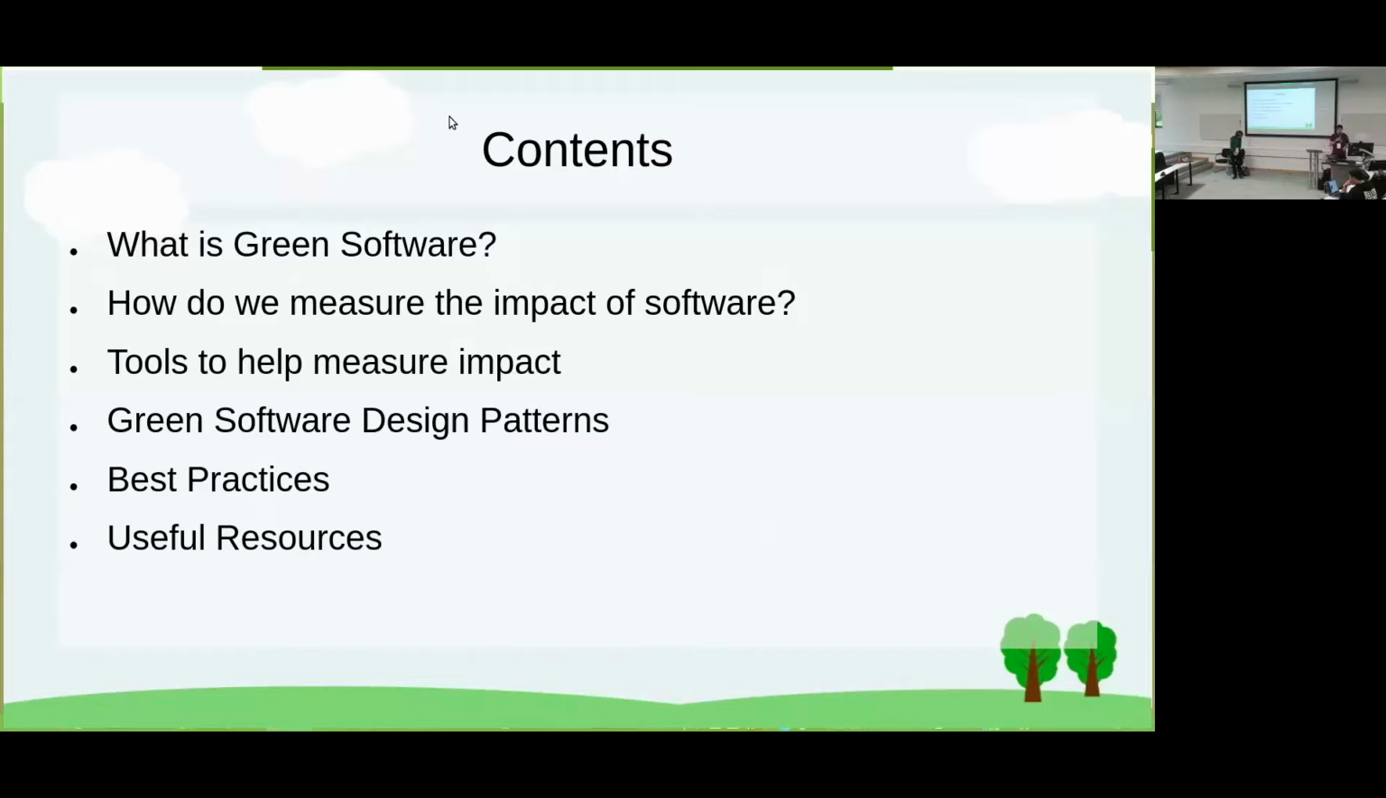So just to set out what we're going to talk about, first is a very broad definition of what we mean by green software. Then we're going to look at some metrics about how we can measure that impact and how we might calculate those things, look at some tools that will help us do that, then look at some design patterns that are designed to reduce those impacts and some general best practice, and show you some useful resources.